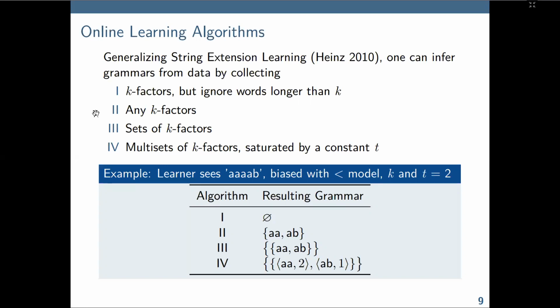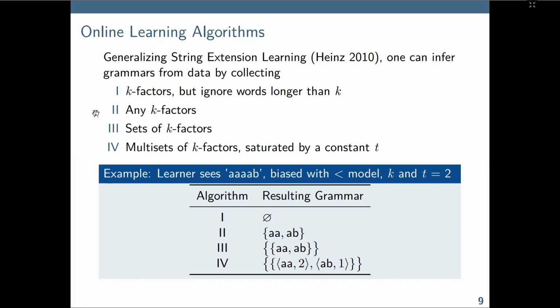A third learner makes more distinctions and says, I'm going to collect sets of k-factors. Okay, so not only am I collecting any k-factors, but I'm collecting all the different sets of them. Okay, learner 4 additionally makes even more distinctions and says, I'm going to collect multi-sets of k-factors. All right, so I'm going to count the number of times that something is in these sets. And additionally, we're going to parameterize this learner with some constant t, which says that we're saturating it. So the learner gets to count up to some point t. Okay, we're just going to give it an upper bound here.